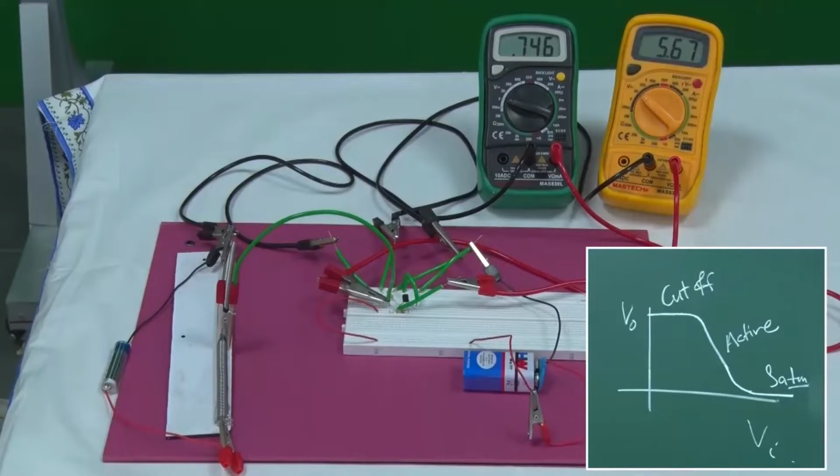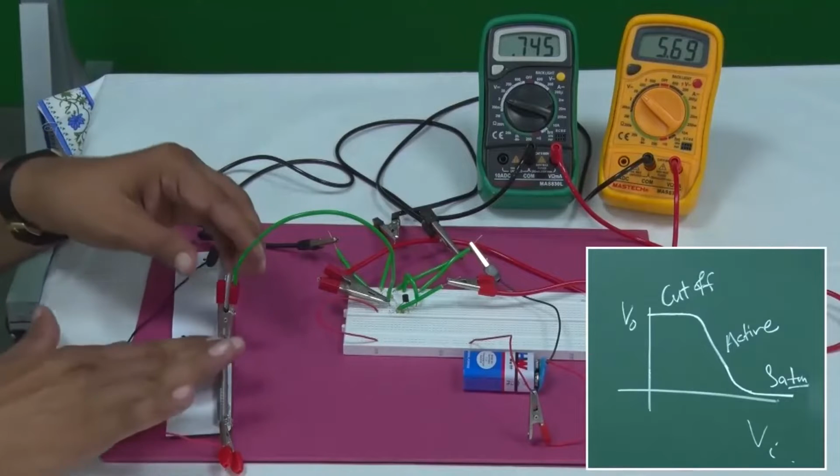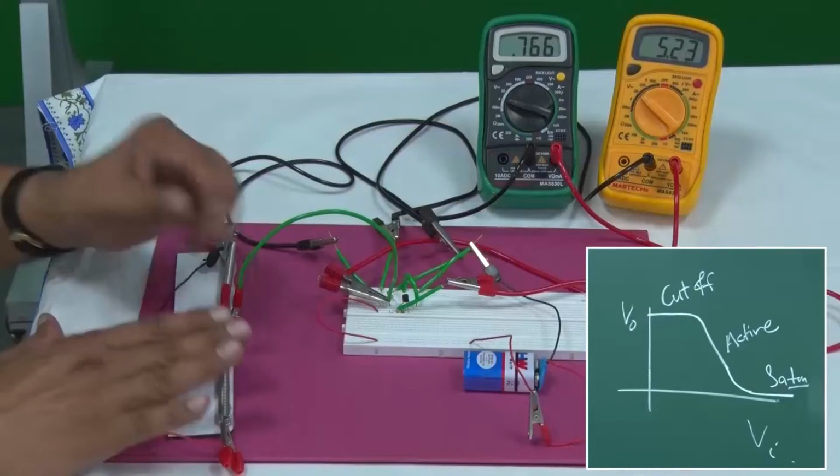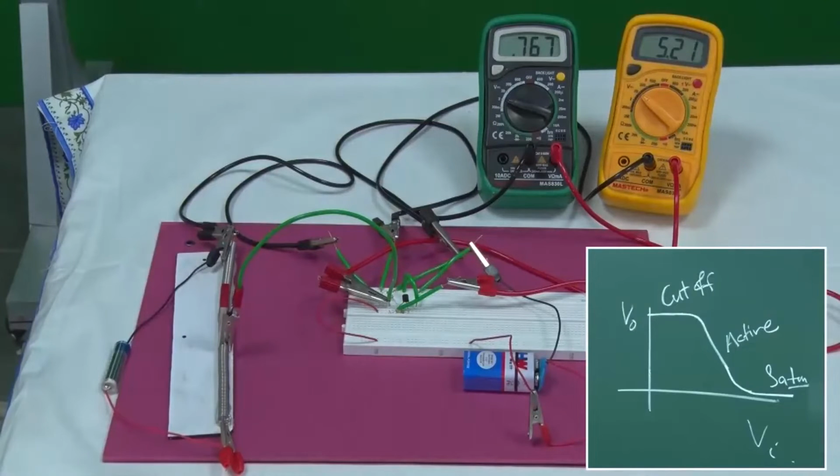Yeah, input 0.746, output 5.68. Then input 0.767 and output 5.22.